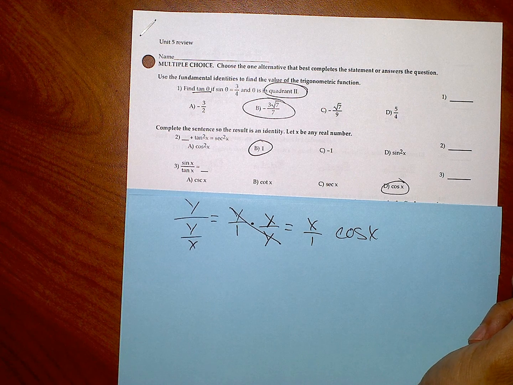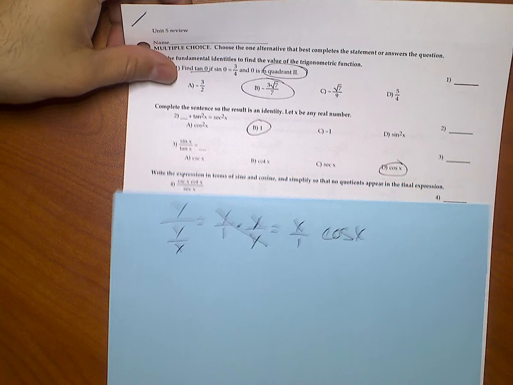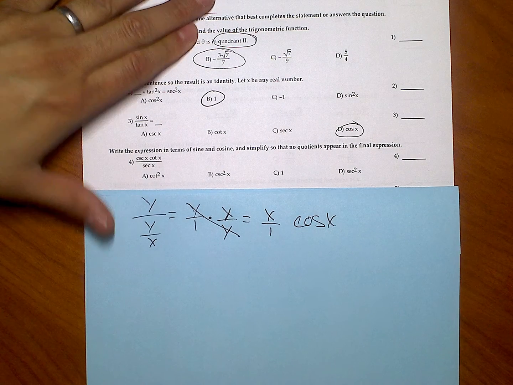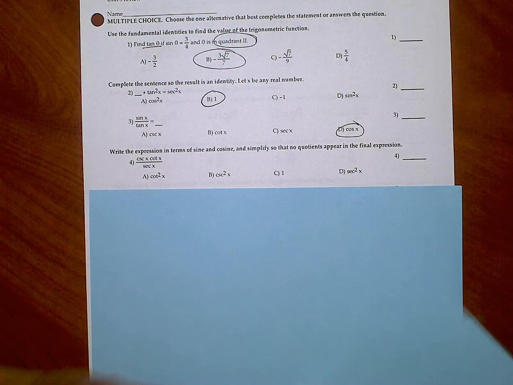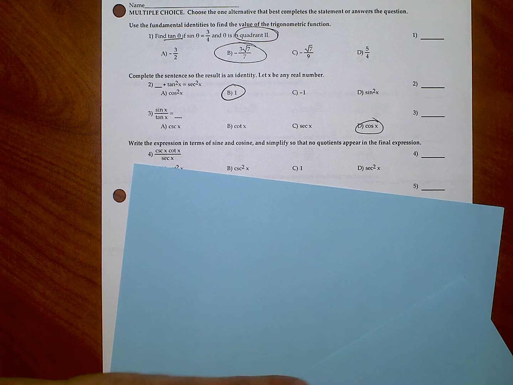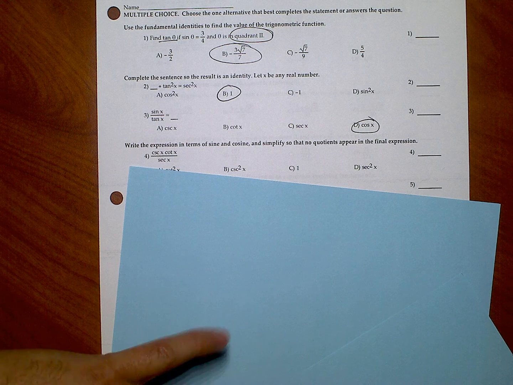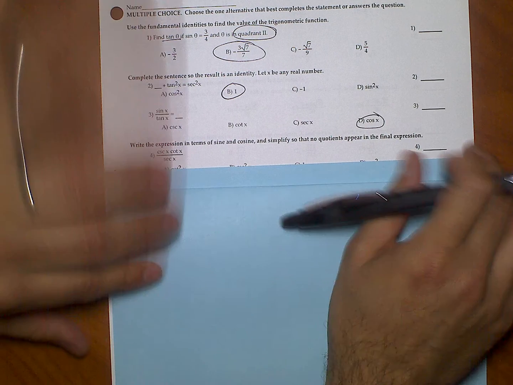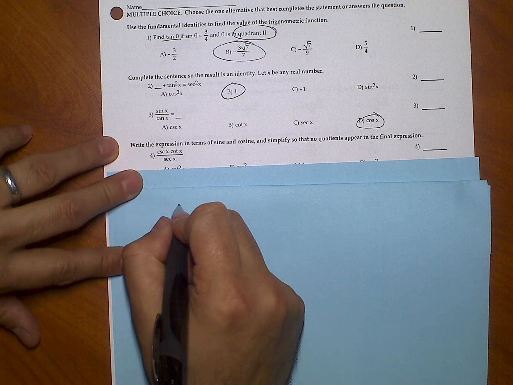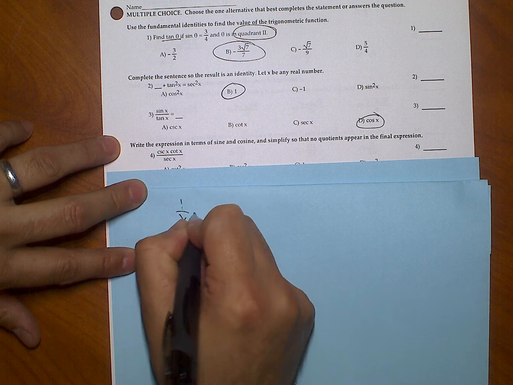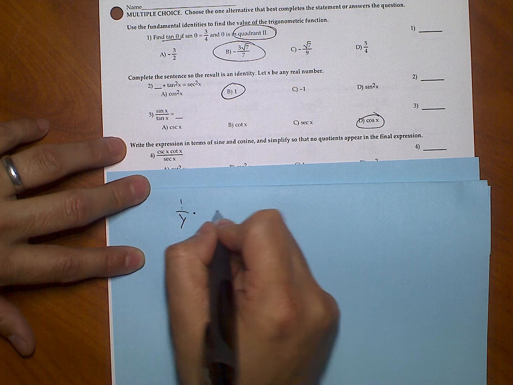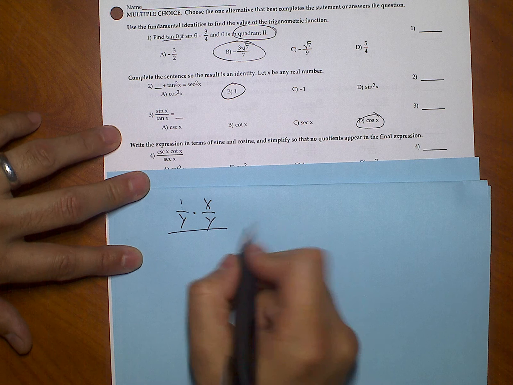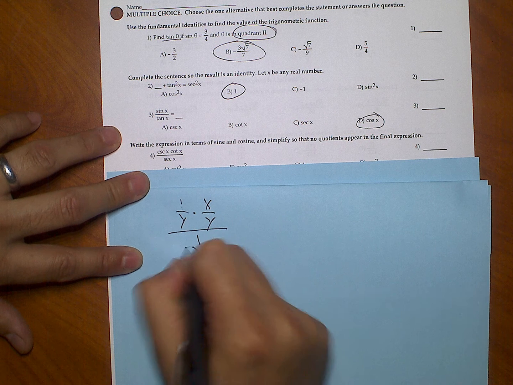Everyone good? Okay. All right, so let's try number 4. On number 4, ooh, I'm sliding the wrong way. So on number 4, I have to go through and rewrite it, don't I? So if I translate that to math, that's going to become what? What is cosecant? 1 over Y times cotangent, which is X over Y. All that is divided by secant, which is 1 over X. Very good. So 1 over X.